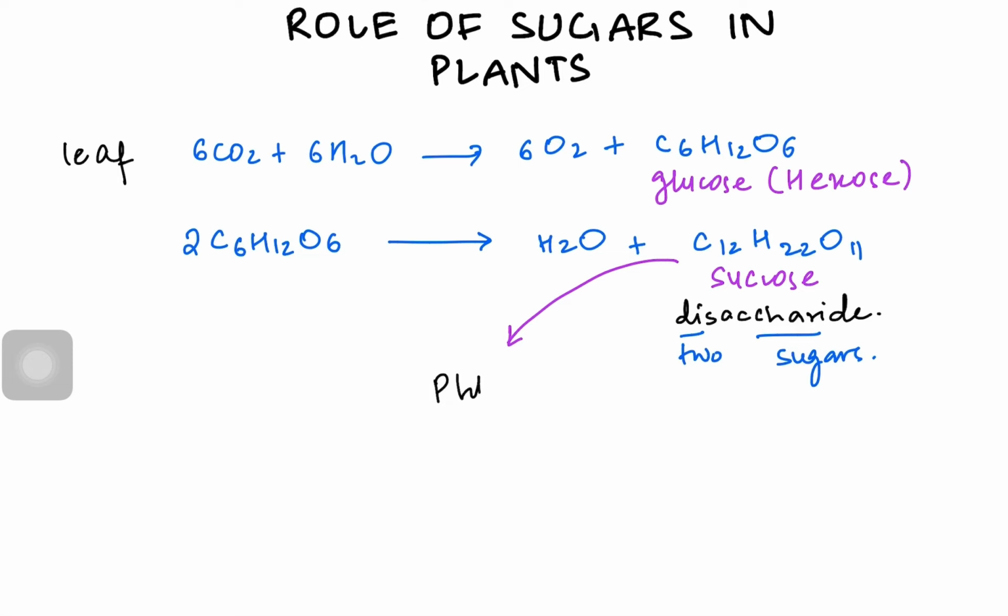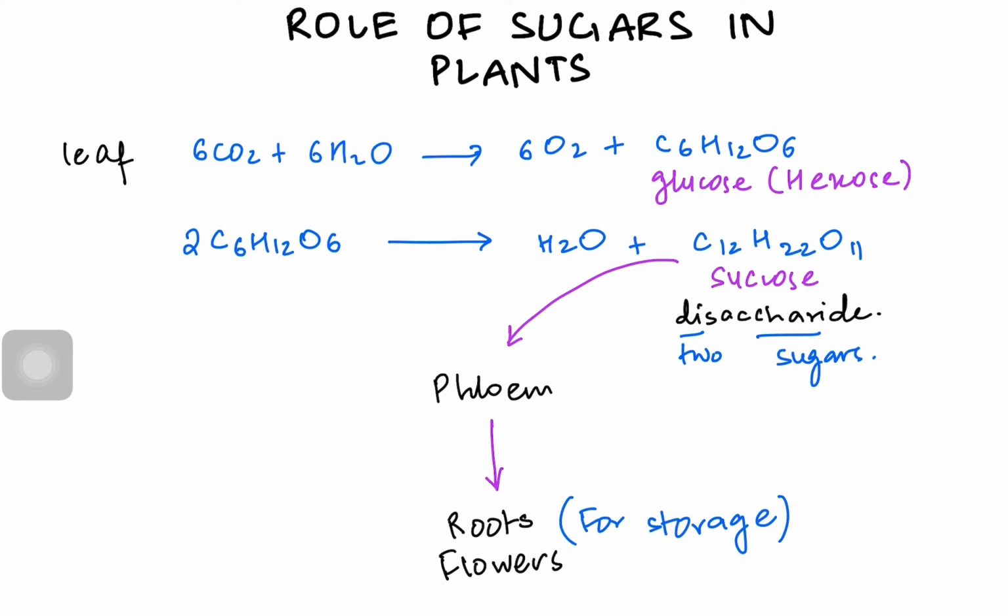This sucrose goes towards the phloem with the help of the companion cells. Then phloem is in charge of transporting these sugar molecules wherever it's needed, like roots for storage in the form of starch. So sucrose goes into roots and then makes starch. Then we have flowers which need it because flowers are constantly in the state of sexual reproduction. So for sexual reproduction they need energy. That is why it's there.